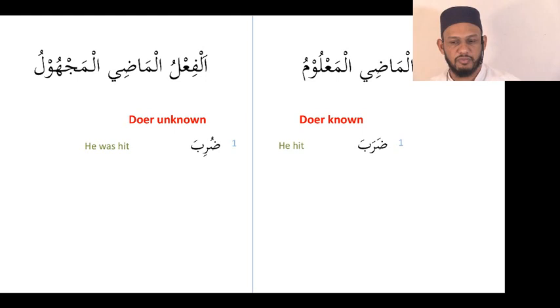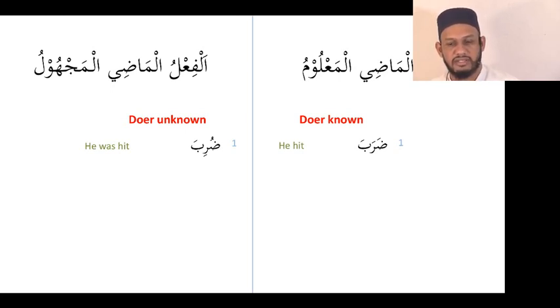If you look at the screen, we see two headings. I'm probably blocking one, but on the right hand side it says al-fi'l al-maadi al-ma'loom, and on the left hand side, al-fi'l al-maadi al-majhool. So fi'l means a verb, al-maadi means the past tense verb. So both these scales are past tense scales.